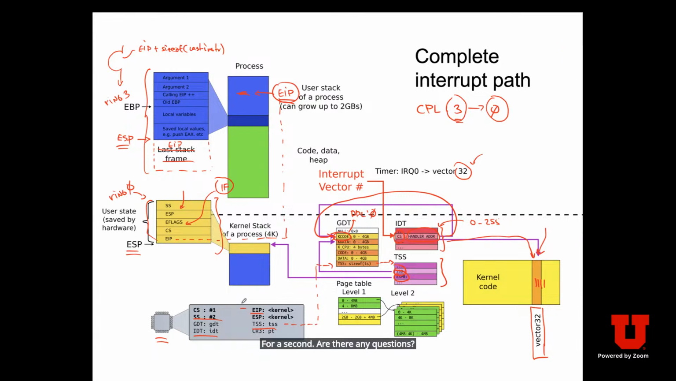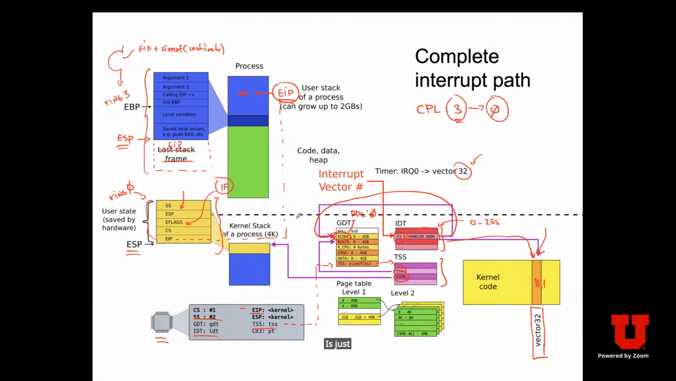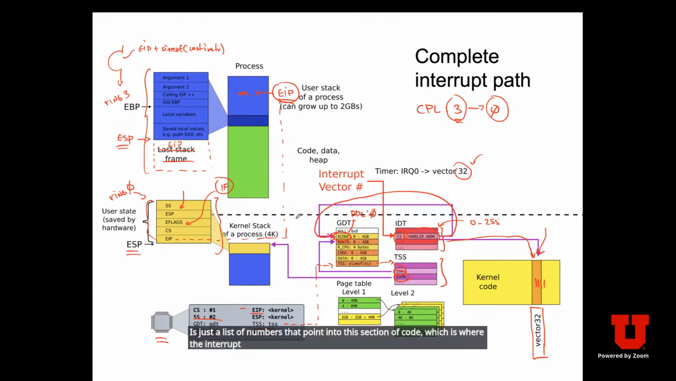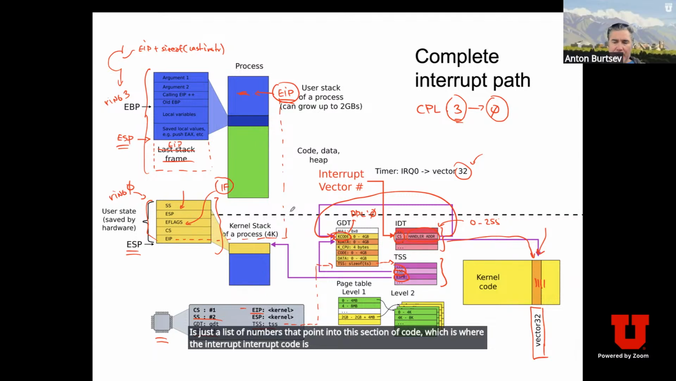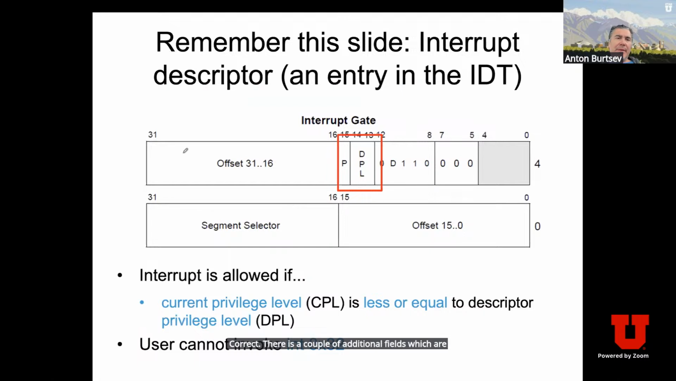So I just want to quickly recap. The interrupt descriptor table, kind of like the page descriptor tables we were talking about a couple weeks ago, is just a list of numbers that point into this section of code, which is where the actual interrupt code is. Correct. There are a couple of additional fields, and this is the specific format of this field.